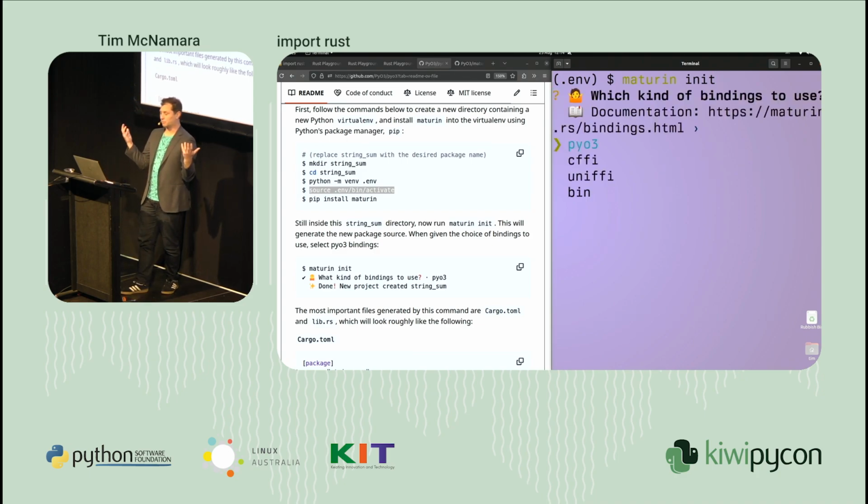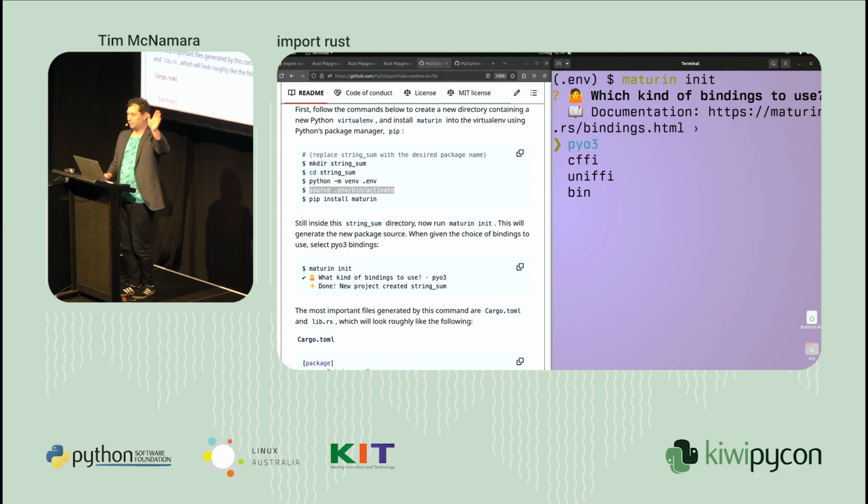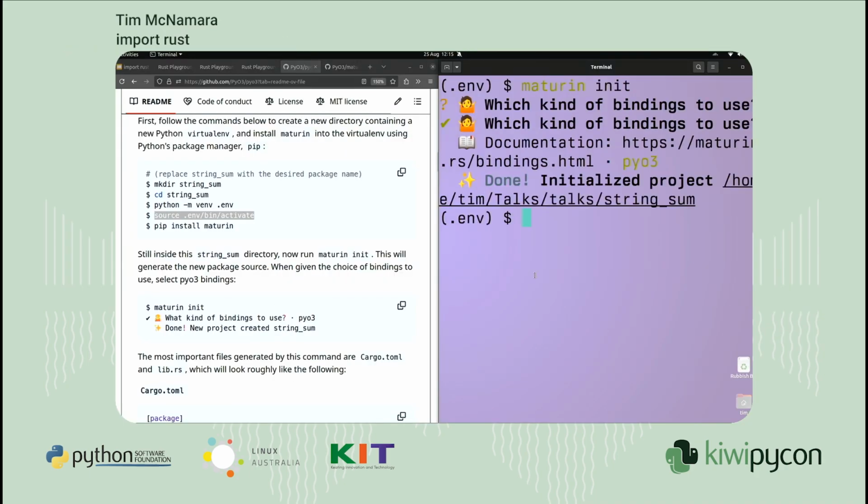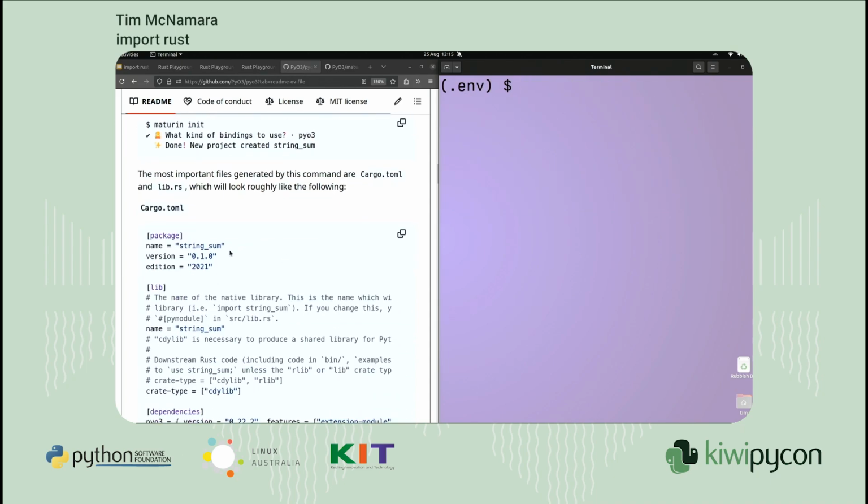Maturin, so what do we want to do? We've got a couple of different binding options. We're actually just going to pick Pyo3. CFFI is the oldish one. Unify is a nice one. And we don't need to worry about all the rest of that. Let's look at what we've got.